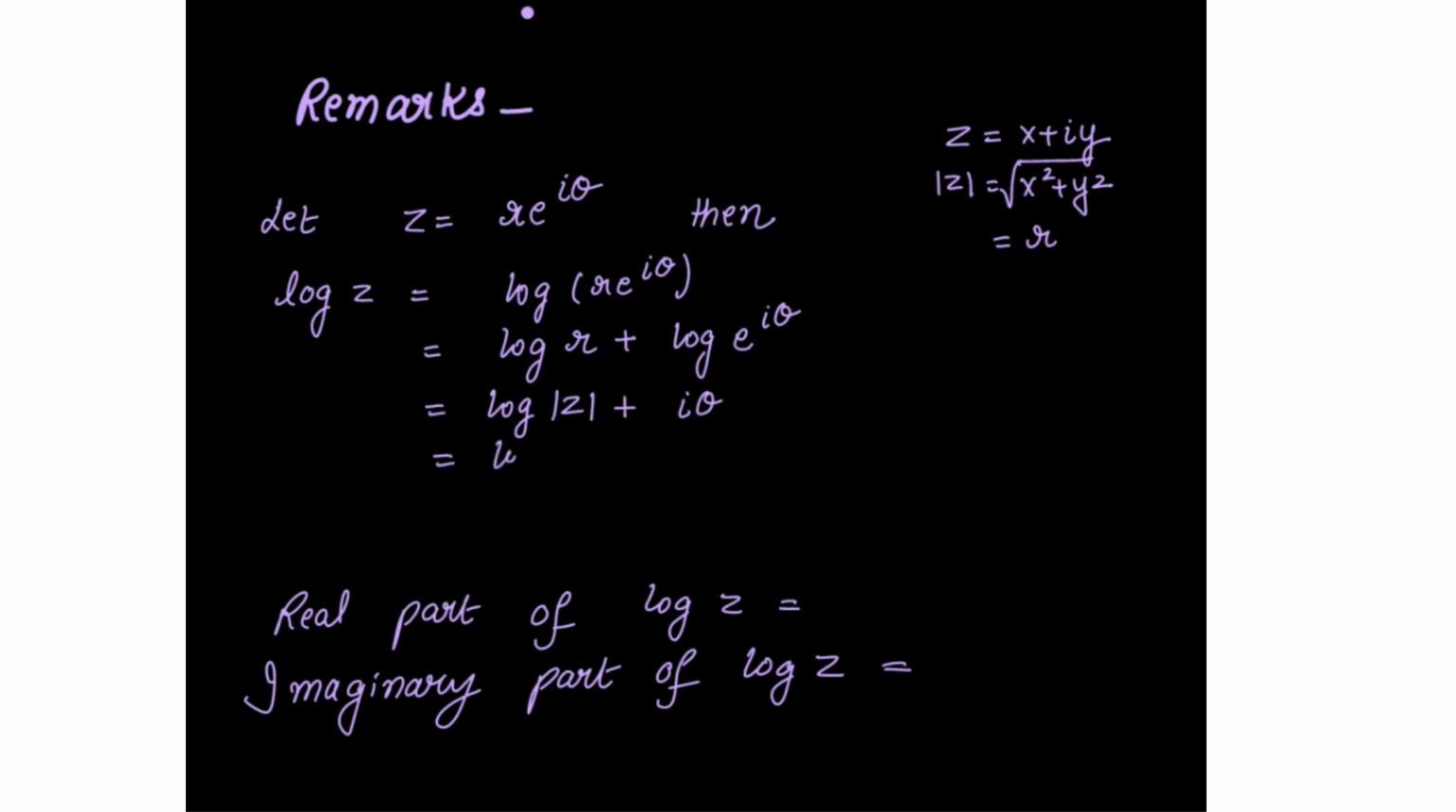So this is log of mod z plus iota. Can I write argument of z here? Yes. Now what is the real part of log z? The real part of log z is, yes, log of mod z. And the imaginary part of log z is, yes, argument of z. Till now it is clear? Alright. Next.